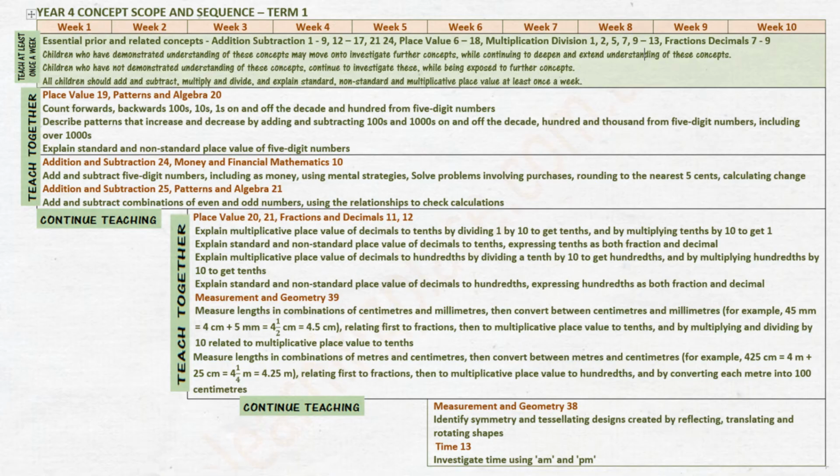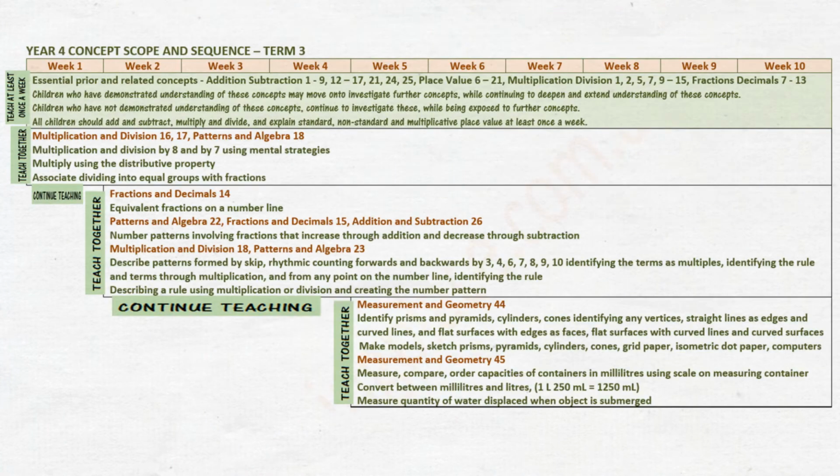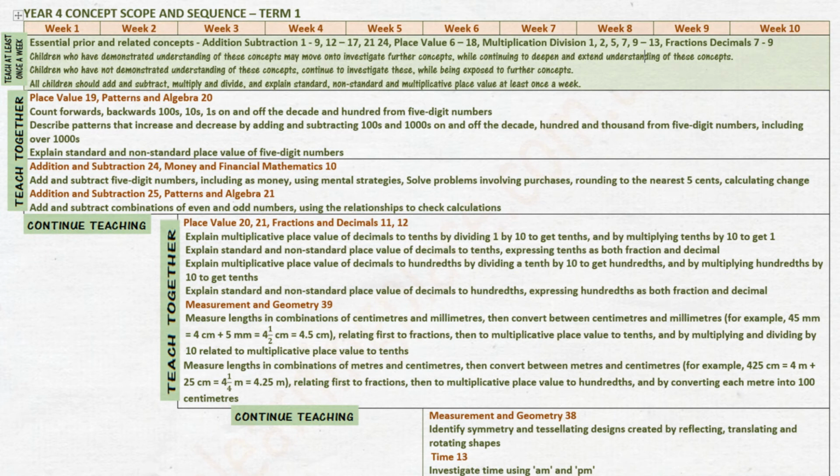Pages 2 to 5 contain a term-by-term sequence of concepts taught in Year 4. Each term presents essential prior concepts from the previous year and terms. Each term's scope and sequence is divided into weeks, with essential prior concepts being taught first and essential related concepts being taught together. For example, counting forwards and backwards from 5-digit numbers, describing patterns, 5-digit place value, adding and subtracting 5-digit numbers, and odd and even numbers are all taught in the same time frame.